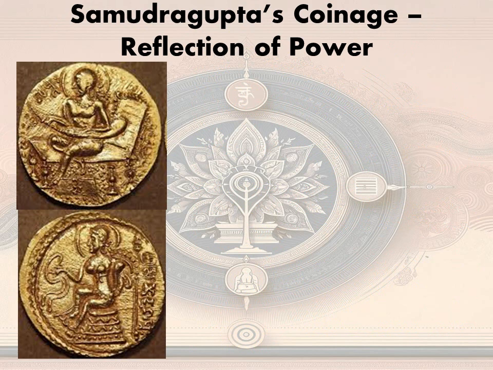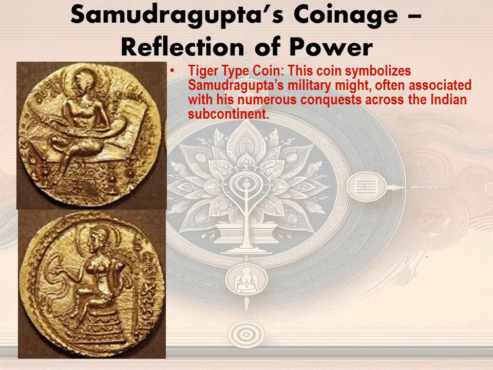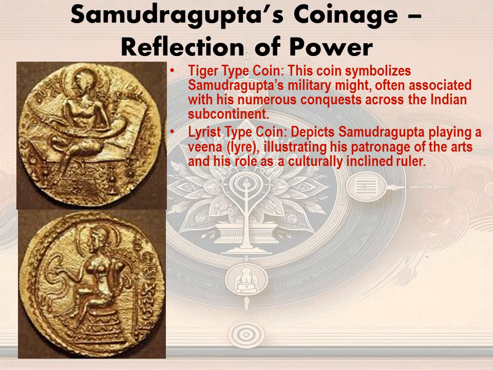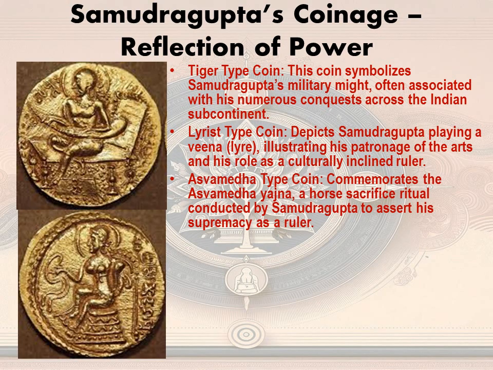Samudragupta's coinage, which is a reflection of power. The tiger type coin symbolizes Samudragupta's military might, often associated with his numerous conquests across the Indian subcontinent. So, this tiger type coin showcases the military power of the Gupta ruler Samudragupta. The lyricist type coin depicts Samudragupta playing a veena, which is a lyre, illustrating his patronage of arts and his role as a culturally inclined ruler.